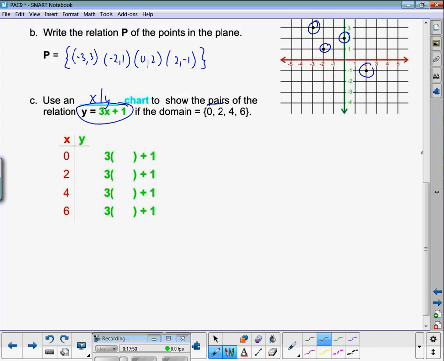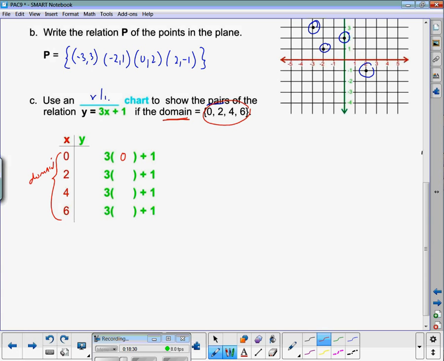And it told us, look, there's the word domain. The domain are all the guys. So notice they're all listed right here. This is the domain. This is all the guys. It told us list the pairs when the domain is 0, 2, 4, and 6. So look what you do. You take your equation. You're solving for the Y value. So all you have to do is put in the value of X.